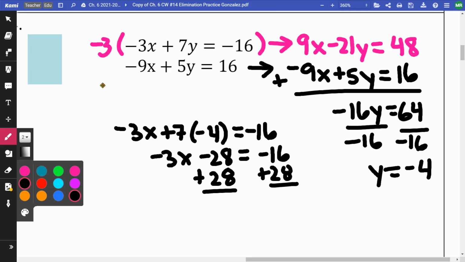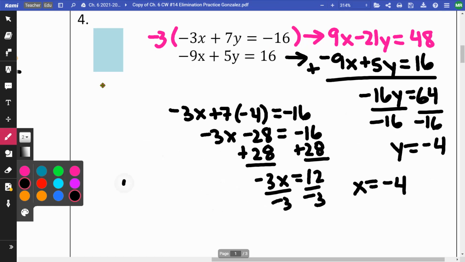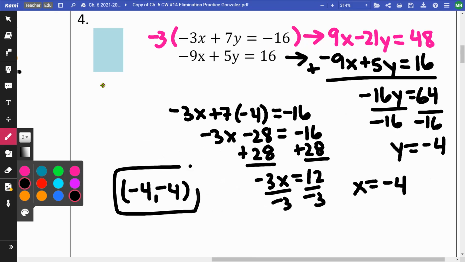And when I do, I end up with a negative 3x is equal to positive 12. I'm going to divide by a negative 3, and I get x is equal to negative 4. So my point of intersection is negative 4, comma, negative 4.